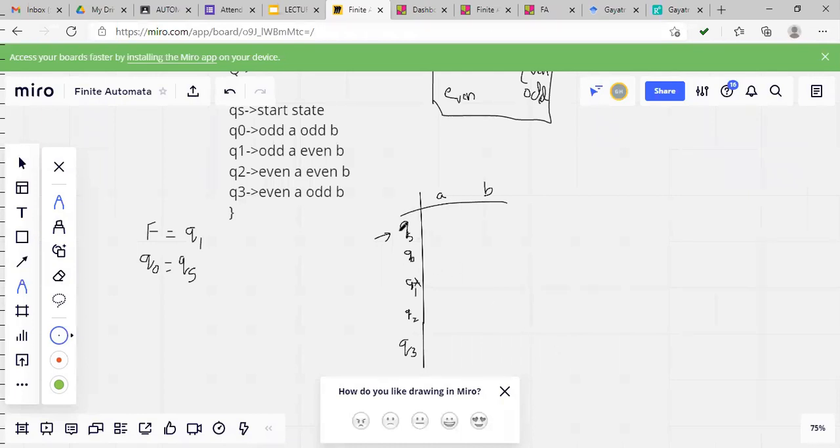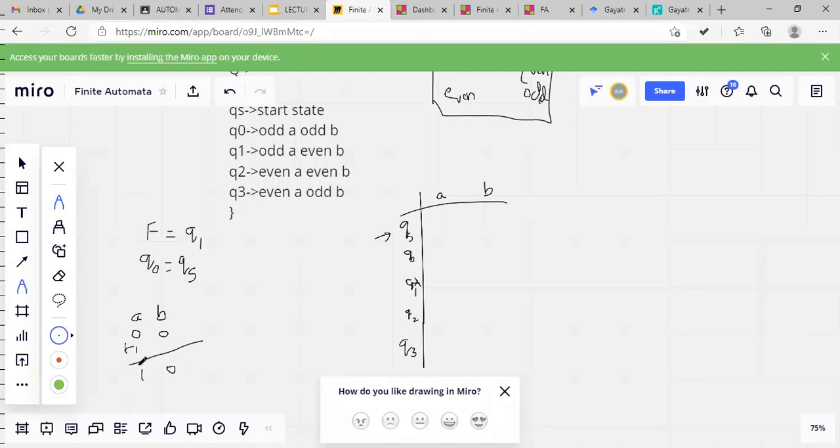Now start state means we have nothing, we have just started and I'm reading A. QS means 0A and 0B, right? This is the number of A's and this is the number of B's. QS means I have 0 number of A's and 0 number of B's. There is no string, so it is 0 A's and 0 B's. What I'm reading here is a single A, so I'll add 1 to this. So now I'm reading 1 A and 0 B, and I think you know that 0A, 0B is considered as even A and even B.